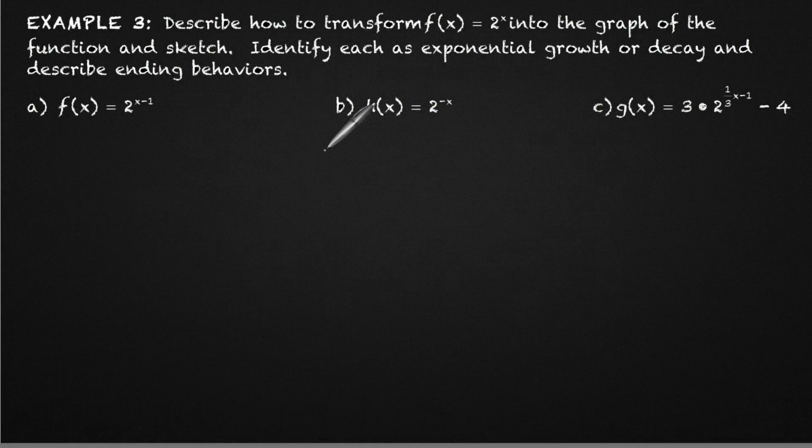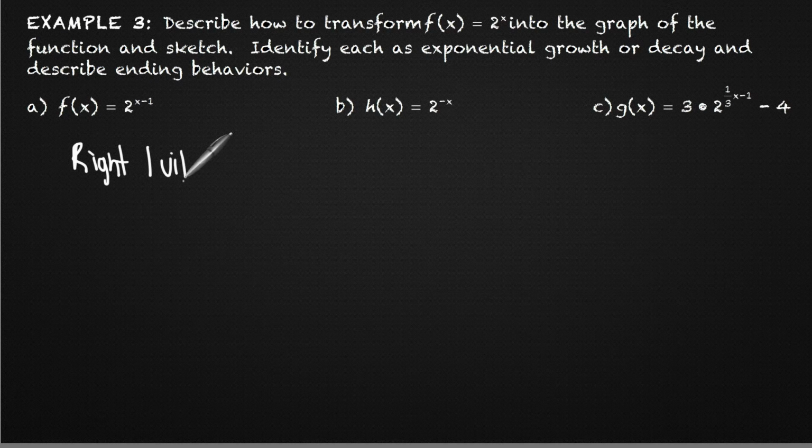Okay, just like in any unit, we also have to review our transformations. And so we have a parent function here, 2 to the x. And we want to talk about how to transform that. And so we have 2 to the x minus 1. Well, this one's a pretty easy one. We recognize that x minus 1 is really a shift right 1 unit.